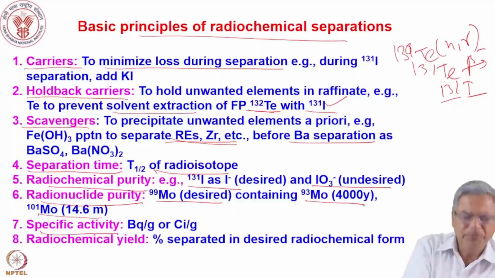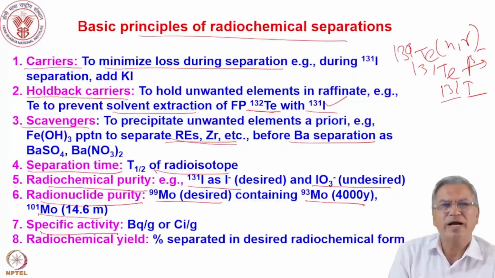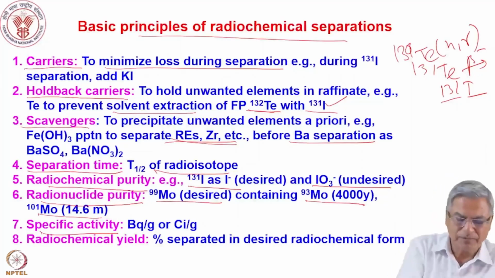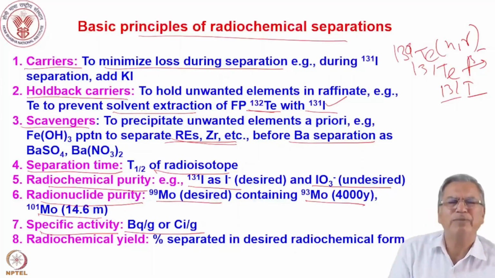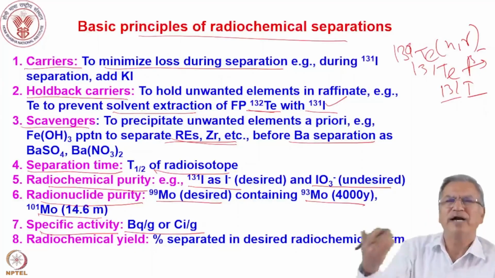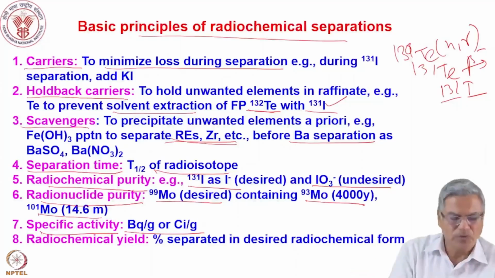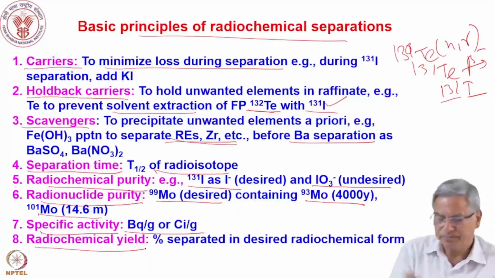Also, the specific activity is an important parameter. You require high specific activity in some applications, which you define in terms of activity per unit mass, becquerel per gram or curie per gram. So depending upon the application, you may have to go for high specific activity or it may not be required at times. And lastly, the radiochemical yield.